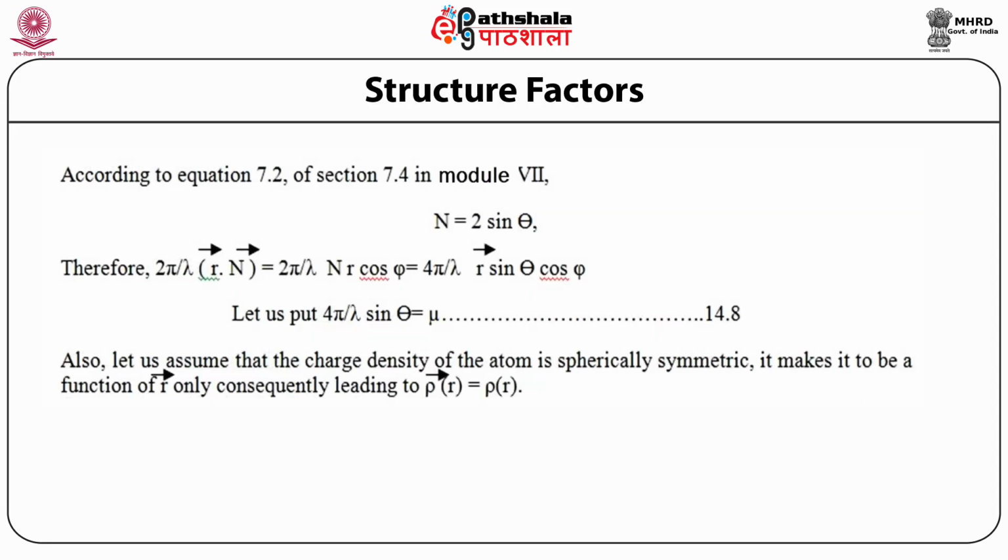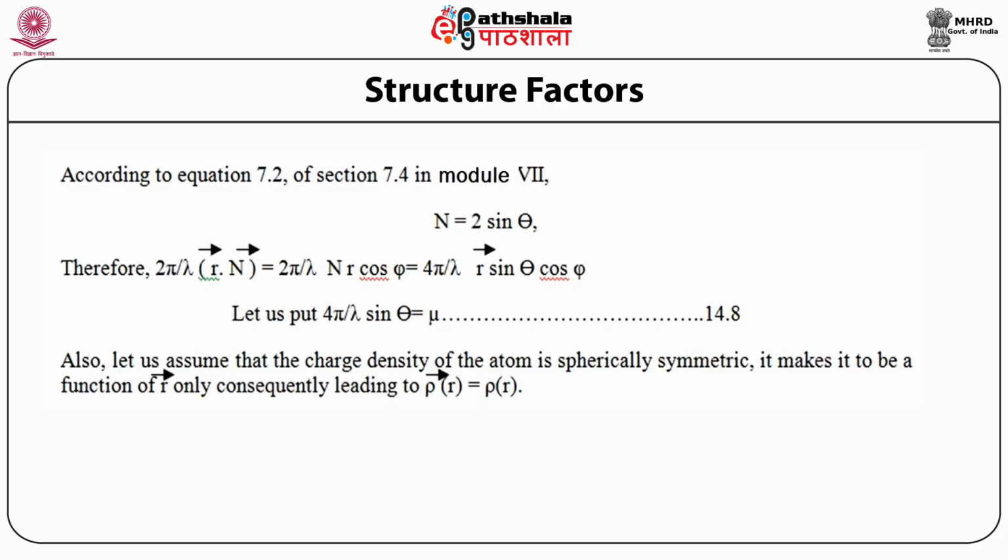According to equation 7.2 of section 7.4 in module 7, capital N is equal to 2 sine theta. Therefore, 2 pi by lambda into r vector dot n vector is equal to 2 pi by lambda capital N r cos phi, equal to 4 pi by lambda into r sine theta cos phi. Let us put 4 pi by lambda sine theta equal to mu, as represented by equation 14.8.